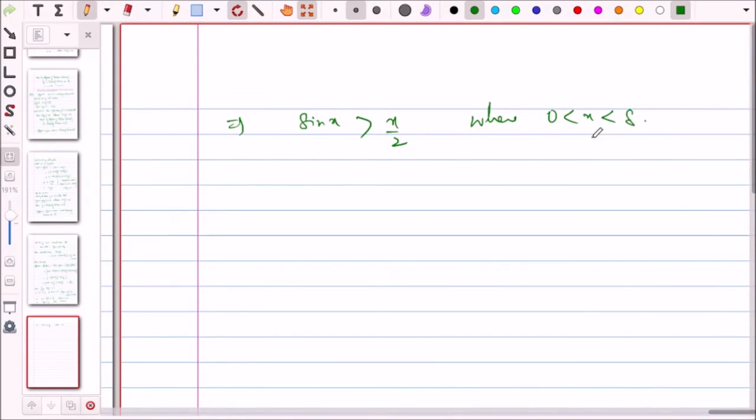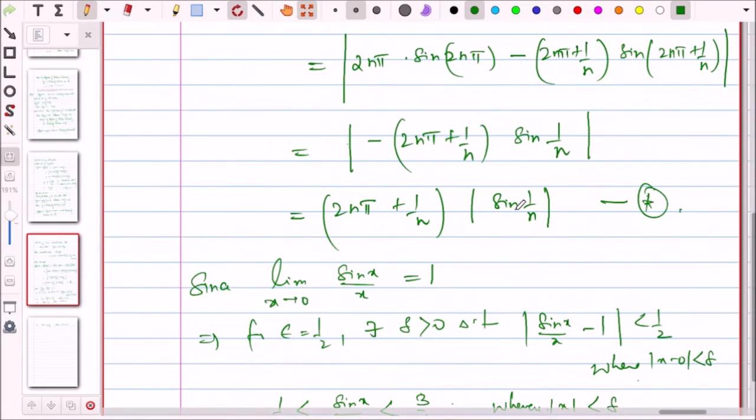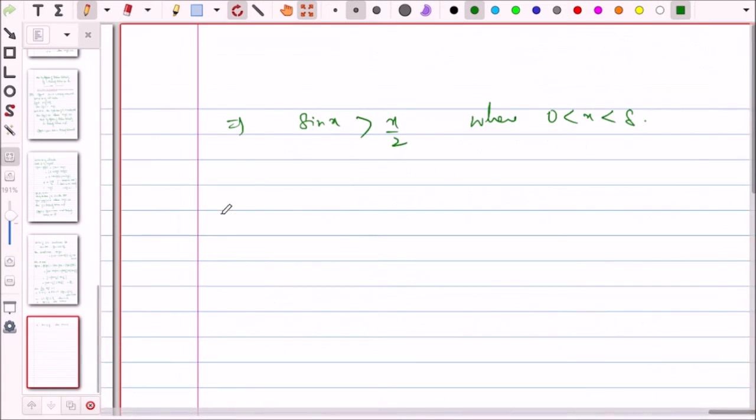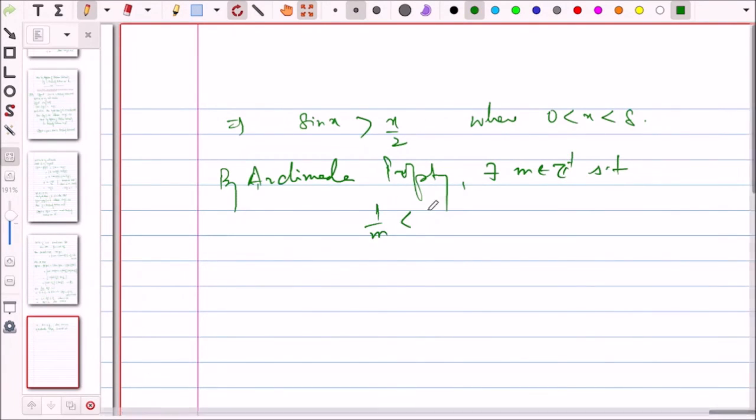Now by the Archimedean property we can find a sufficiently large m such that 1/m is less than δ. So using double star, by the Archimedean property, there exists m belonging to positive integers such that 1/m is less than δ.